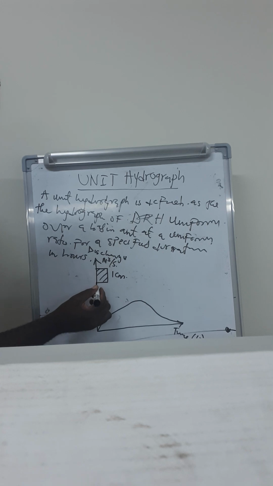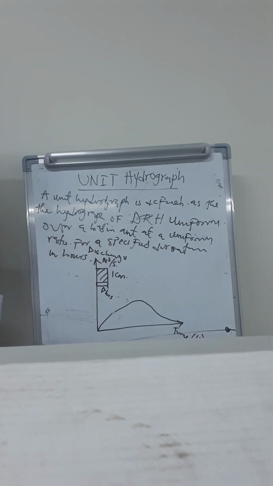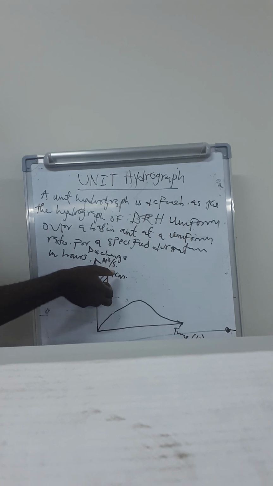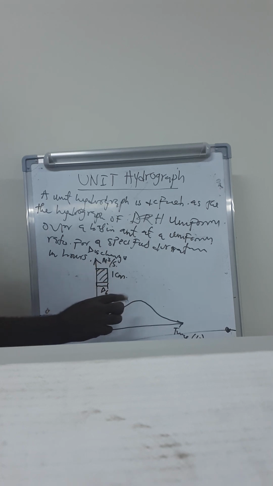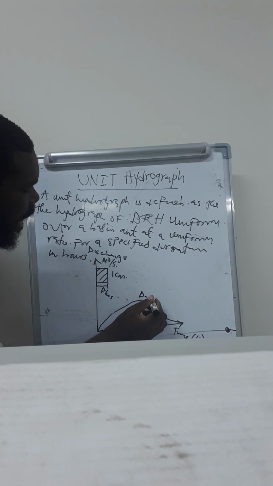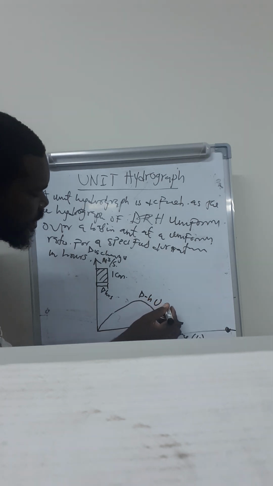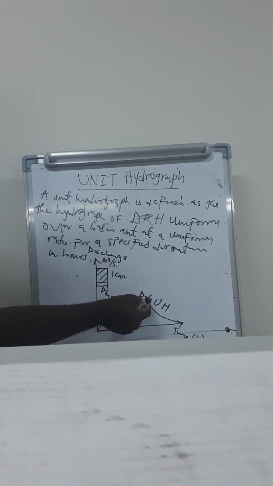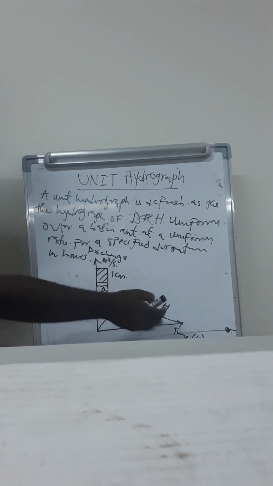And the time taken from this point to this point is D in hours. So this is the time taken, D hours, and this is the rainfall depth, 1 centimeter. It's a constant, 1 centimeter, but the time changes. So I can say this is a D-hour unit hydrograph.